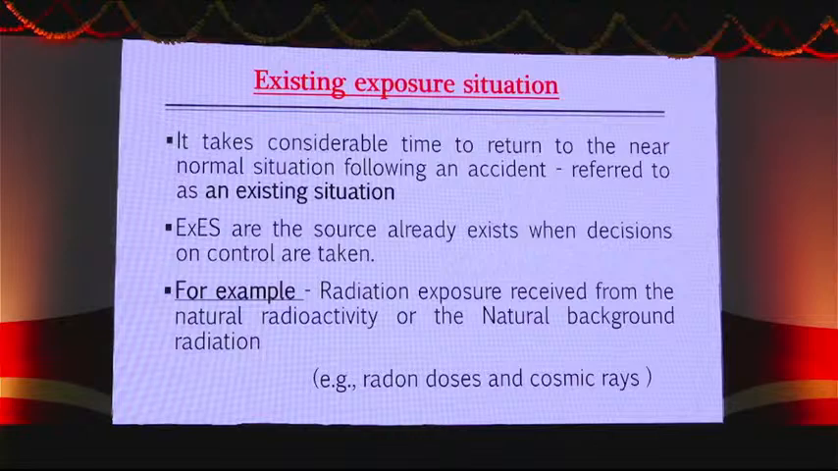Next is the existing exposure situations. There are many types of existing exposure situations. What is an existing exposure situation? It takes considerable time to return to a near normal situation following an accident; this is referred to as an existing exposure situation. In existing exposure situations, the source already exists when decisions on control are taken. For example, radiation exposure received from natural radioactivity or natural background radiation, such as radon gas, doses and cosmic rays. Aircraft crew exposure to cosmic radiation is an existing exposure situation.